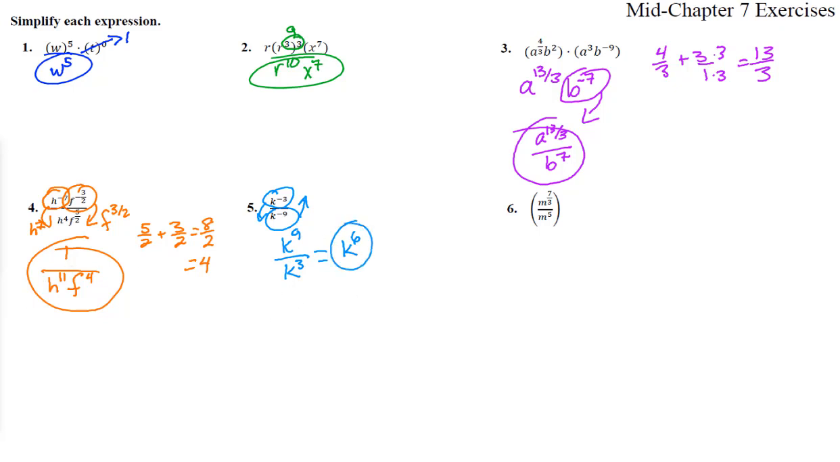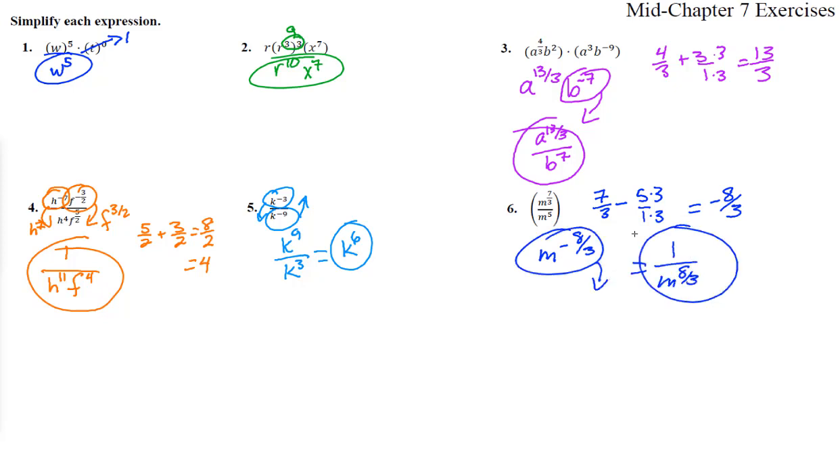Okay, number 6. We have m to the 7/3 over m to the 5th. So we're subtracting here. 7/3 minus 5. That's over 1, common denominator with fractions. 7 minus 15 is a -8/3. So we have m to the -8/3, which means it goes down to the bottom as 1 over m to the 8/3. Good.